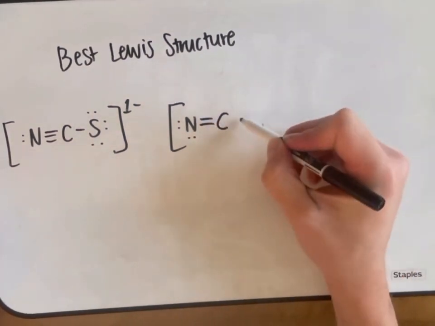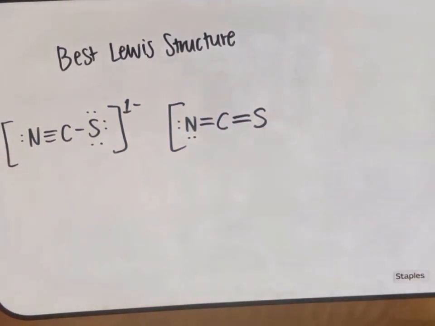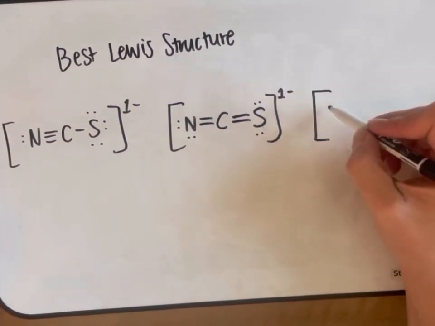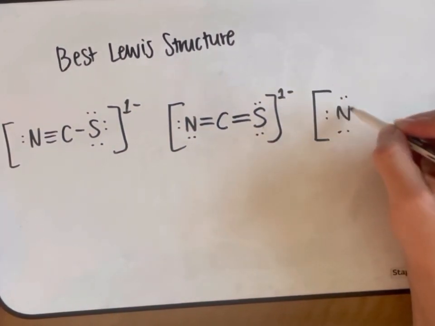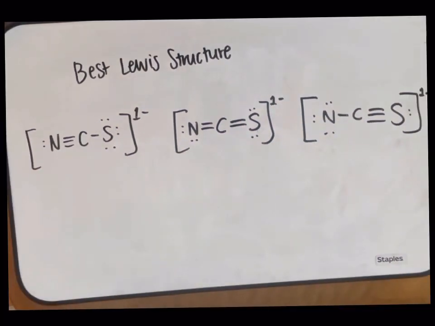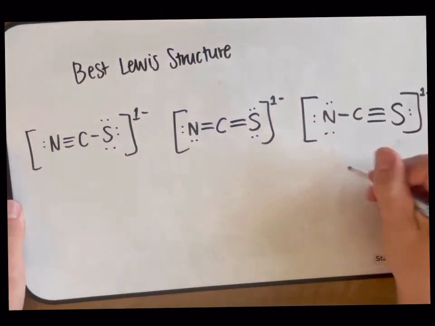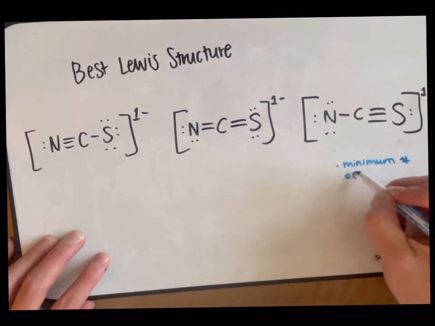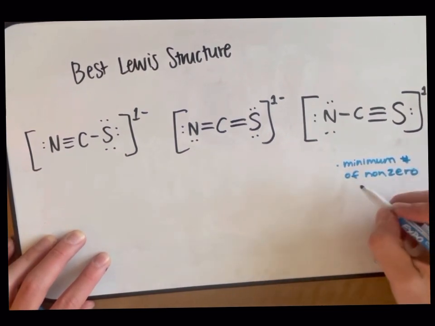Using our formal charge knowledge, we have to determine which of the structures is the most efficient. As you can see in the first one, there's a triple bond, there's double bonds in the second one, and there's another triple bond in the third one. So here are some things we're going to need to look at.